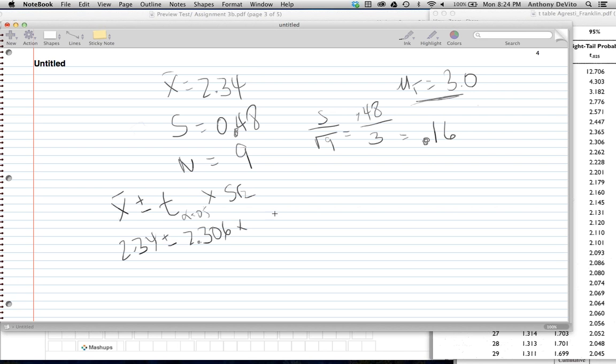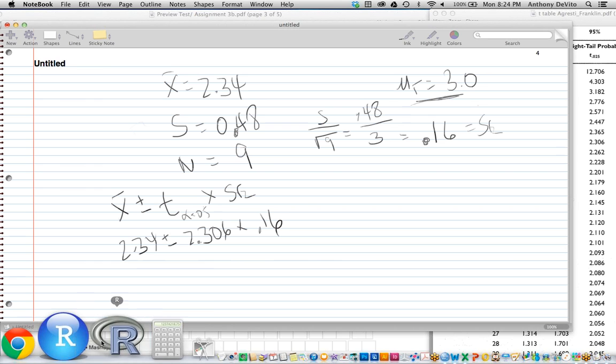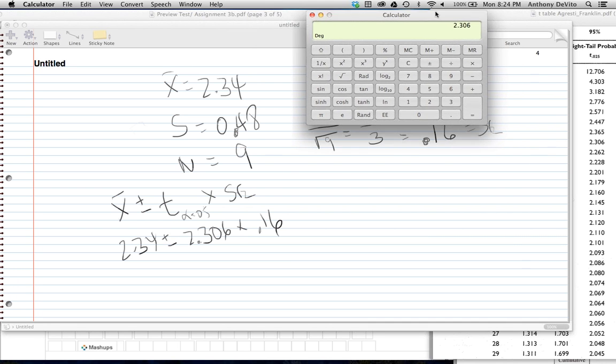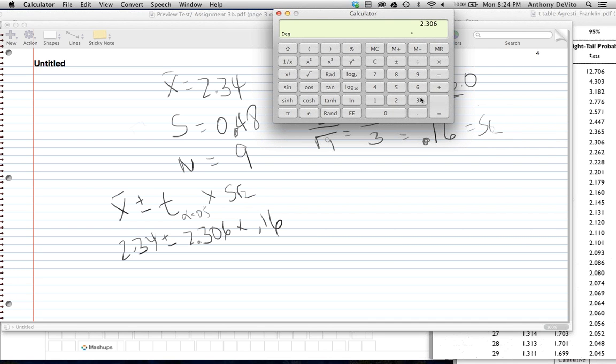Actually comes out nice and round. Okay, so that's our standard error, times 0.16. So then I get my calculator out, and I'd say, okay, 2.306 times 0.16 is equal to 0.36, 0.37 roughly. I'm going to put that into memory for the time being.